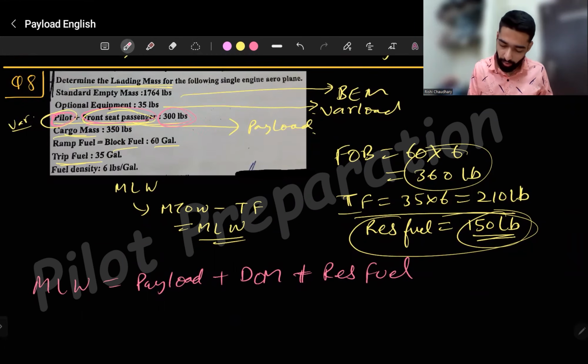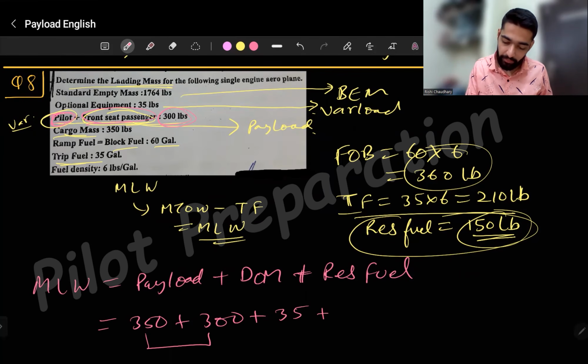Now let me tell you how I write the payload. First, payload is cargo mass. This is 350, and I have a front seat passenger, that is 300. So this is part of payload, correct? And the pilot is a part of what? It is part of dry operating mass. Operational equipment is also part of dry operating mass, and standard empty mass or basic empty mass is also part of dry operating mass. So this is my full dry operating mass.